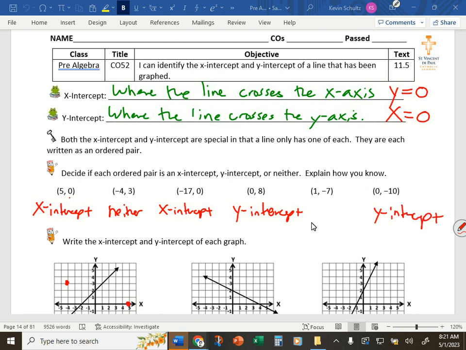Right? Because x equals 0. And then the other one, (1, -7): not only do we have side-to-side movement here with the +1, but we also have downward movement with the -7. Neither value is a 0, which means it's neither an x-intercept nor a y-intercept. Okay? Questions on this?